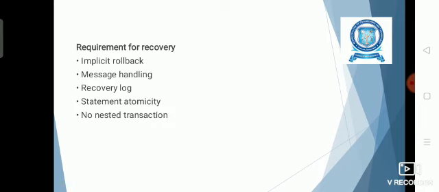Requirements for recovery: to protect the transaction after failure, some conditions are needed. Only implicit rollback is needed, message handling is needed, and the recovery log is needed to recover from the failure. Then statement atomicity: atomic statements are needed to perform the recovery, and the transaction should not be involved in nested transactions. These are all the requirements needed for a transaction to recover after a failure.